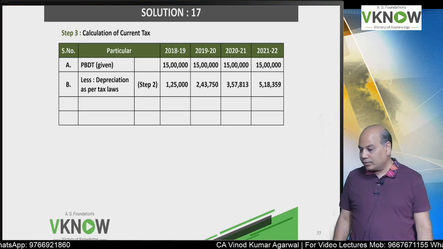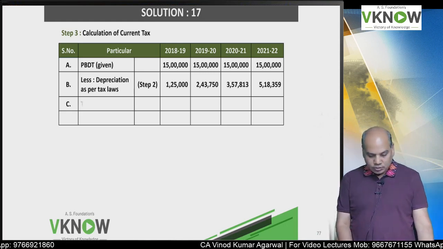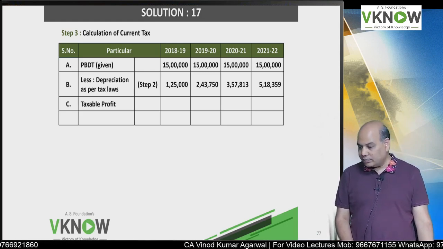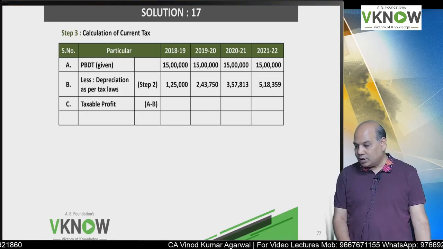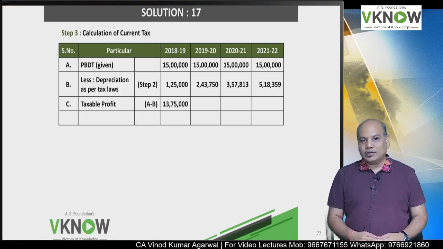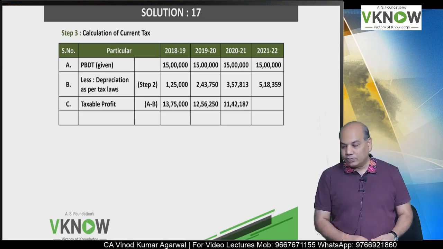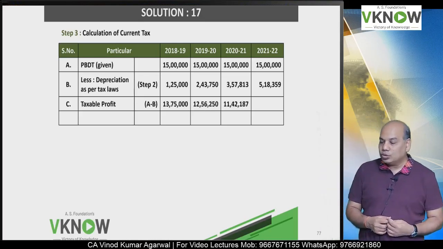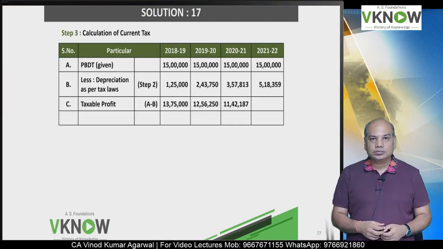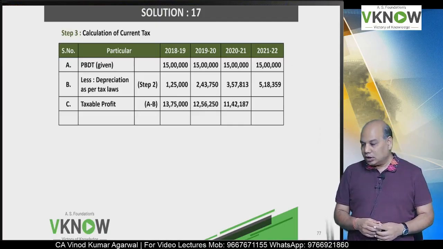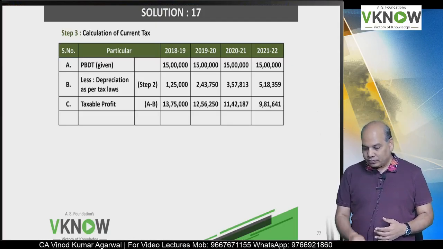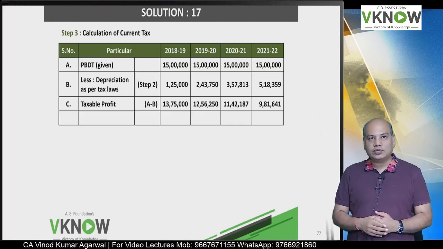Is it there? Very good. Now write down taxable income. A minus B. 13,75,000. 12,56,250. 11,42,187. Anybody last year? Check. 981,641.